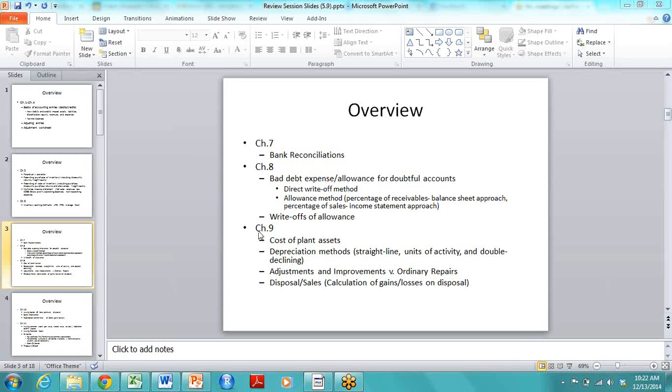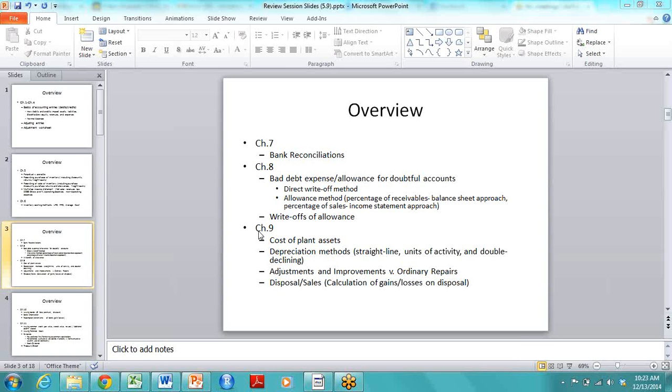Then we have Chapter 9, and Chapter 9 talks about the cost of plant assets. So what are the things that go into the cost of land, or the cost of a building, the cost of equipment? I think that's kind of the start of Chapter 9. The second thing that I would focus on is how to calculate depreciation. So we've got the different depreciation methods. We've got straight line, units of activity, double declining. And I would definitely focus on how to calculate those.